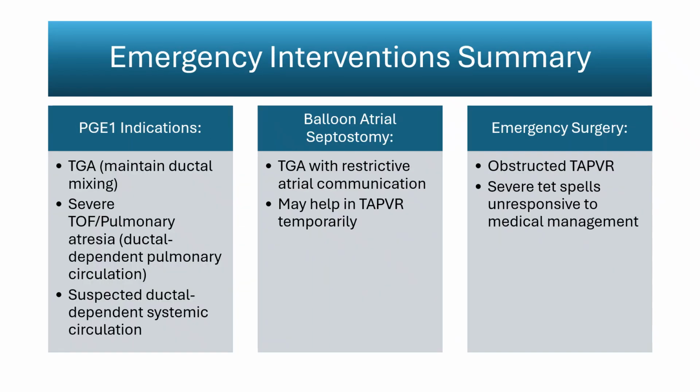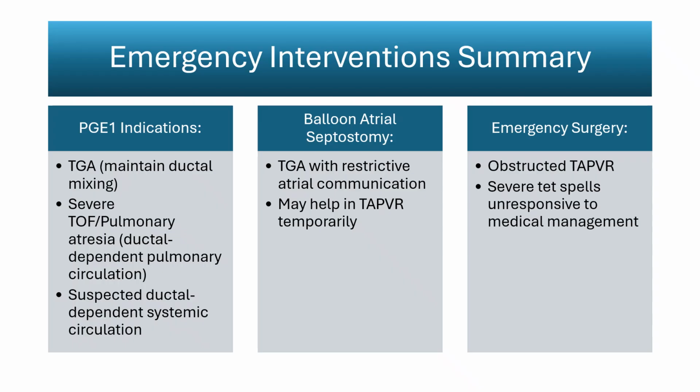Emergency stabilization of cyanotic congenital heart disease centers on 3 interventions. Prostaglandin E1 is used whenever ductal patency is essential. This includes transposition, where mixing across the ductus is life-saving, severe tetralogy or pulmonary atresia, where pulmonary blood flow is ductal-dependent, and lesions with ductal-dependent systemic circulation, such as coarctation.